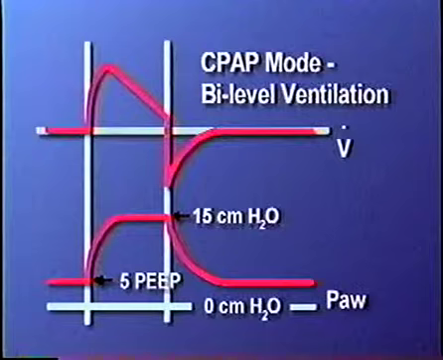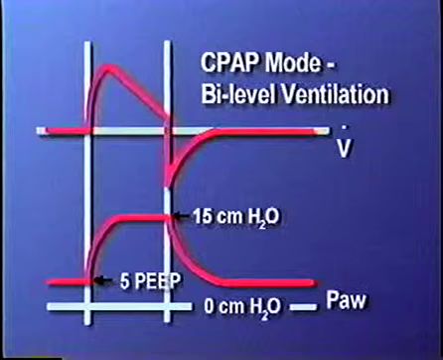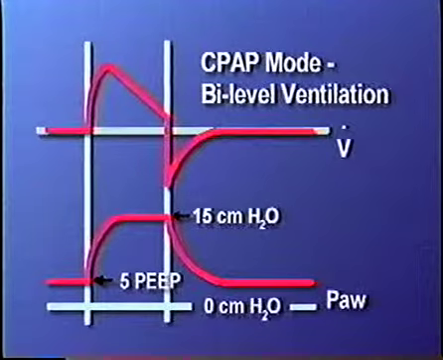Here we see bilevel ventilation in the CPAP mode. In this mode, the breath rate is turned off, pressure support is set to 15, and PEEP is set to 5. When a patient trigger is detected, a pressure support breath is given.